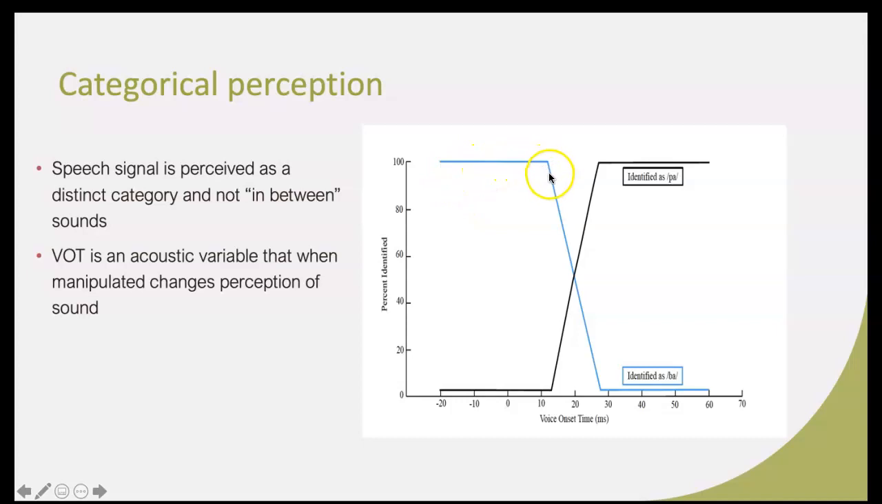And then you get to a point where there's this sharp decrease where it goes from like 10 milliseconds to 30 milliseconds, so about a 20 millisecond difference. And then it is no longer ba when it has this longer voice onset time. So the same thing for pa. When it's a short voice onset time, it's never pa. And then as it gets longer, you get this point where it goes from never to 100% pa with longer voice onset times. So essentially what that means is we perceive speech as distinct categories and not some in-between category.